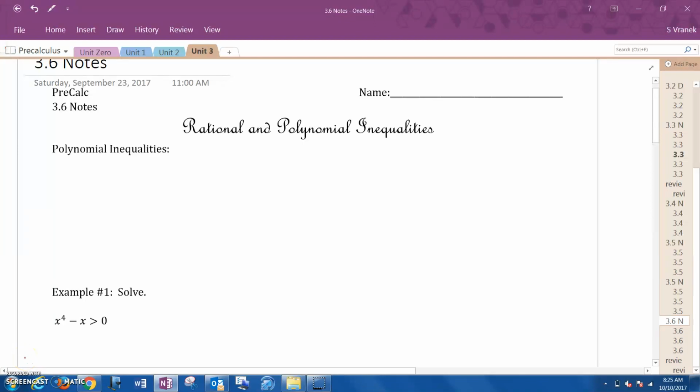Alright class, the last lesson we're going to do today is rational and polynomial inequalities. The polynomial ones are just like the quadratic ones. First thing you need to do is find your zeros by solving and setting equal. Once you have your zeros, then you plot them on the number line. Remember to make an open or closed circle depending on the inequality symbol.